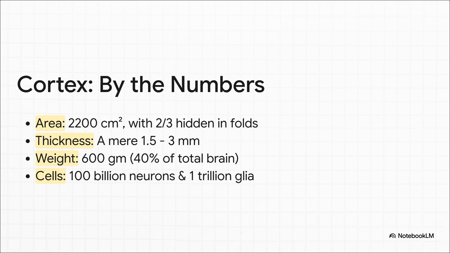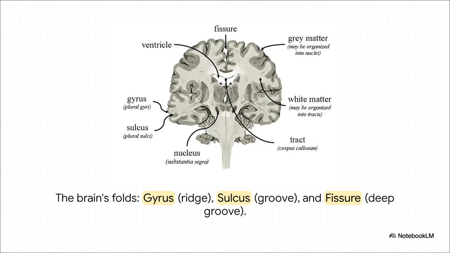And crammed inside that tiny layer are an estimated 100 billion neurons and an absolutely staggering 1 trillion glial cells. This picture right here does a great job of showing us what all those folds are called. Any of the elevated ridges is called a gyrus, and the plural of that is gyri.